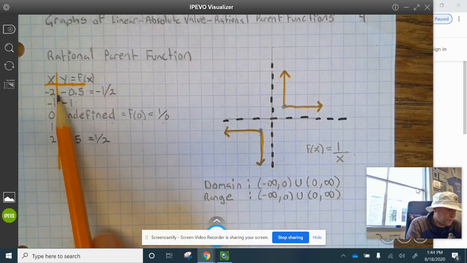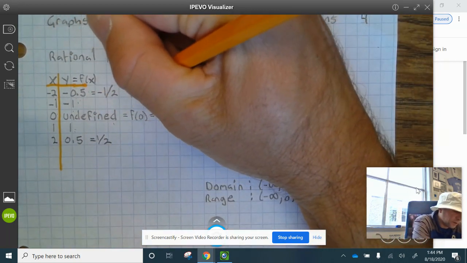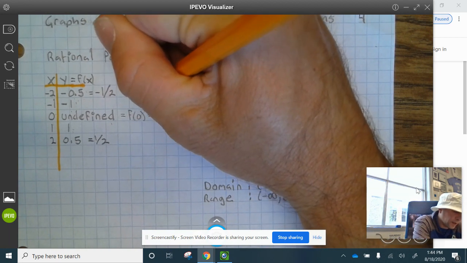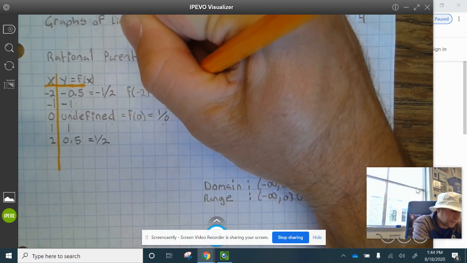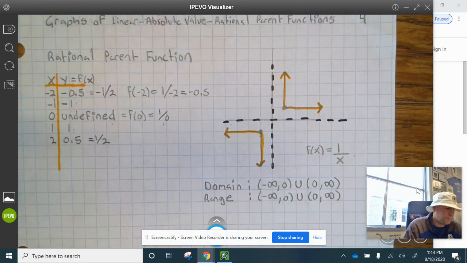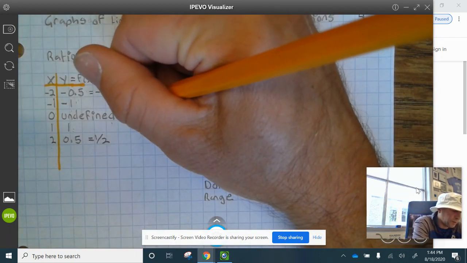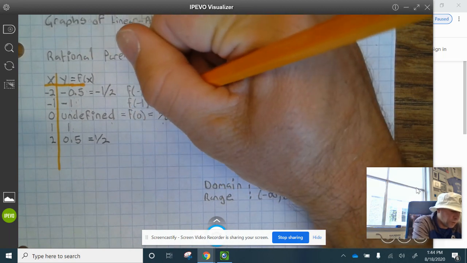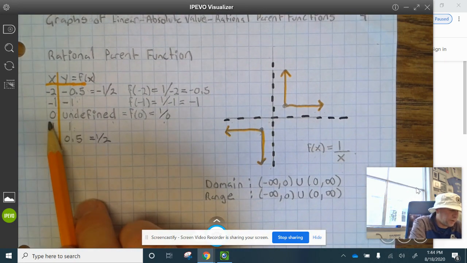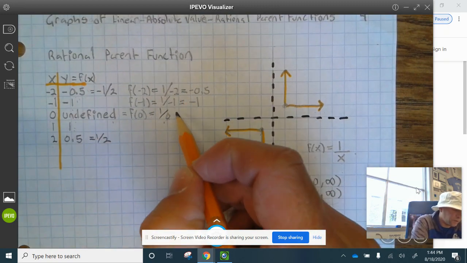When x is -2, the f of x value is -0.5 or -1/2, because the function is f of x equals 1 divided by x. So f of -2 is 1 divided by -2, which equals -0.5. Then when x is -1, f of -1 equals 1 divided by -1, which is -1.